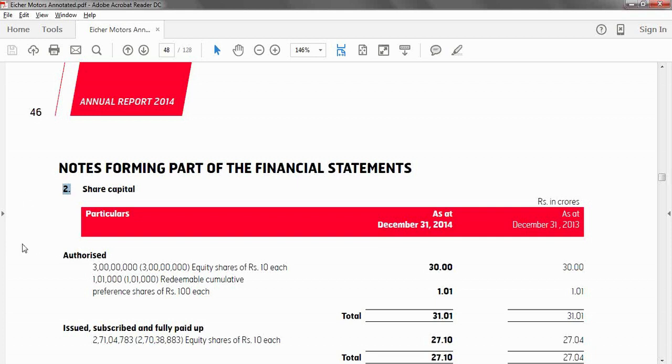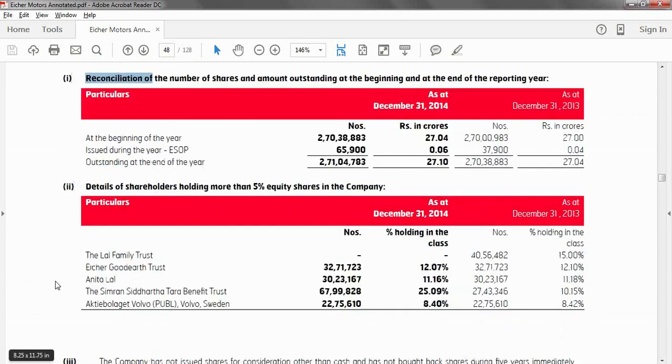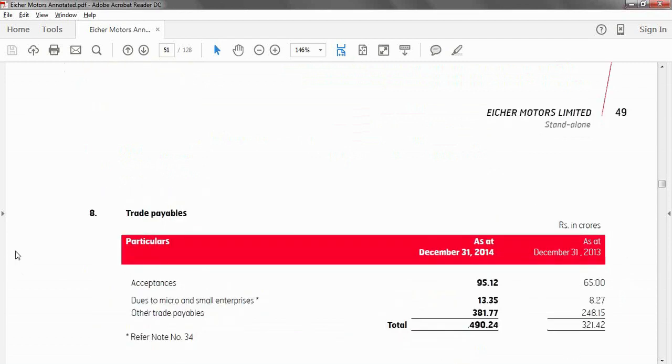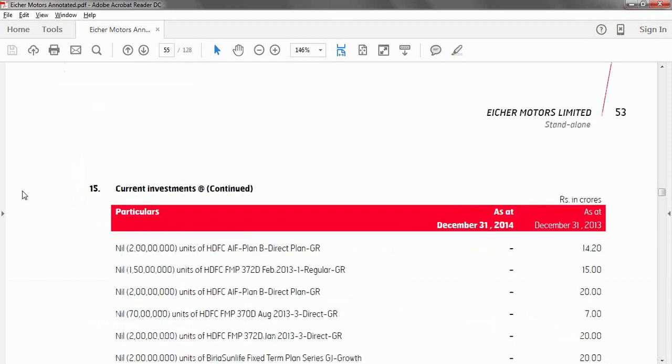Remember those notes? We said note 2, share capital. What is the share capital? Number of shares that are existing. What are the reserves in the company that the company has, that follow on subsequent pages. Then we were talking about fixed assets. So fixed assets will tell you what is land, what is building, what is plant and equipment, furniture, fixtures. All these details are essentially available in the notes to accounts, right? We will look at this again in more detail as we go along.